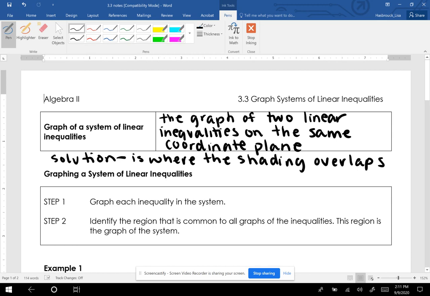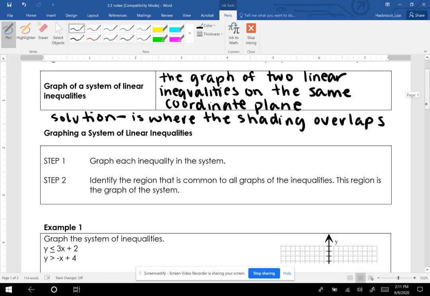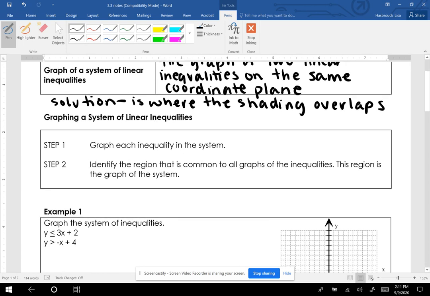Any ordered pair that is in the shaded region is a solution to the system. So for the first step, we want to graph the inequalities, and then we're going to shade. The region where the shading overlaps, again, is our solution.